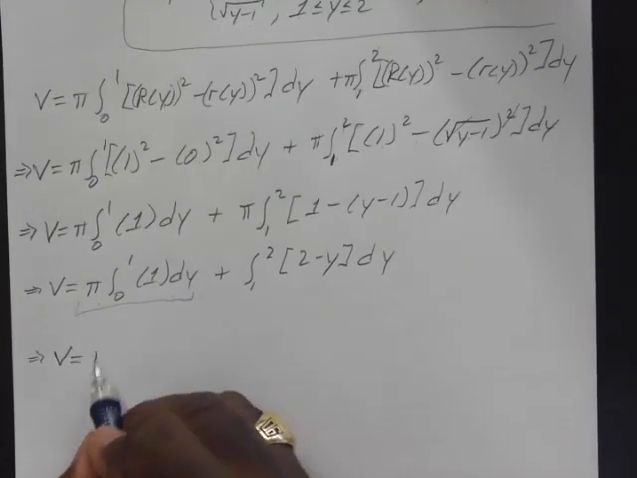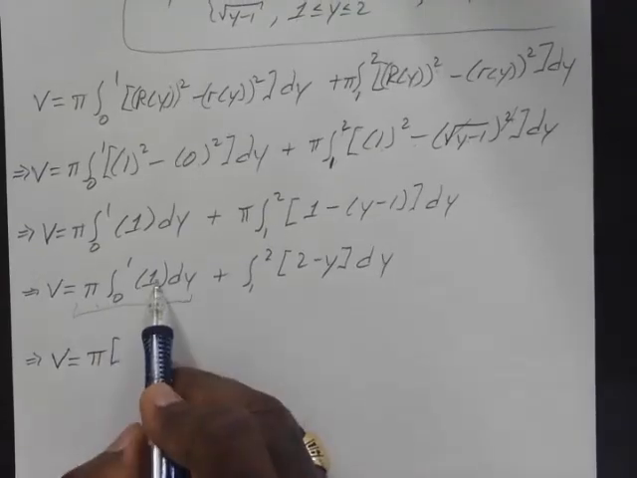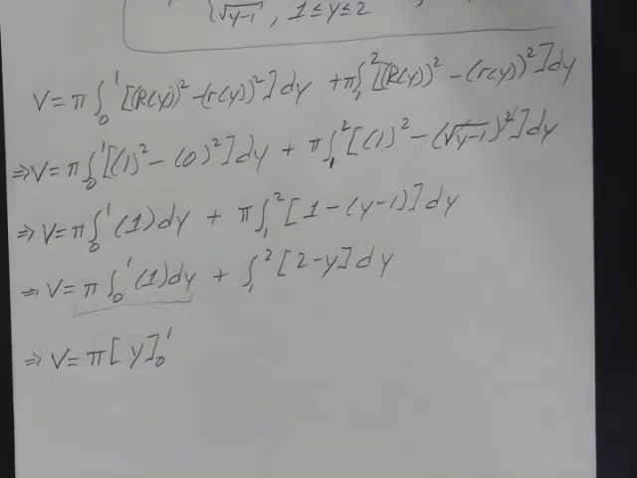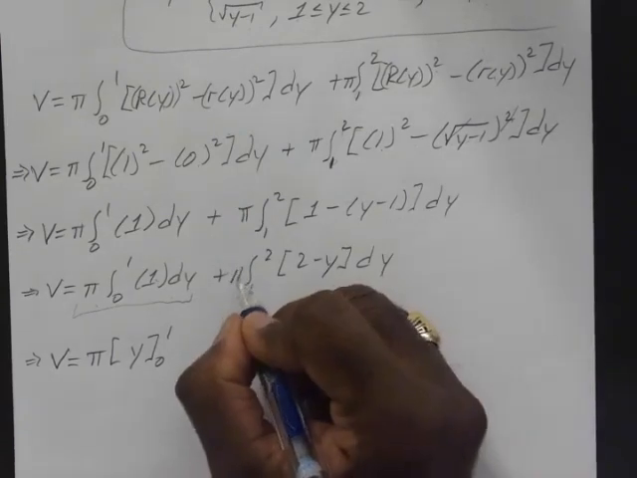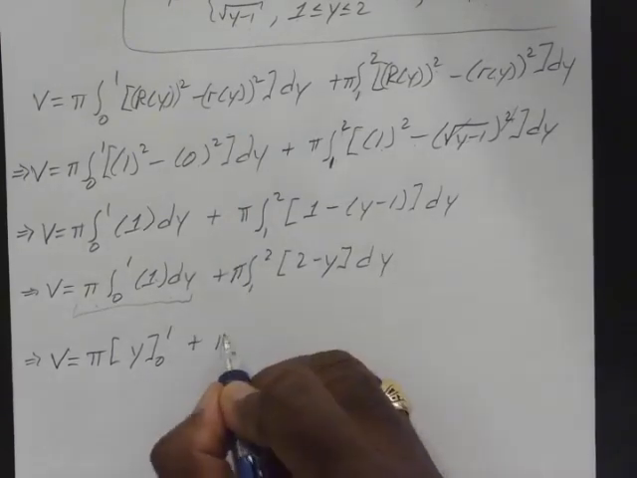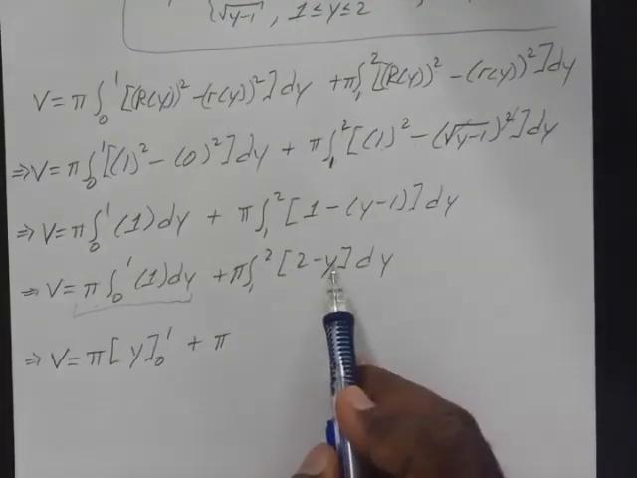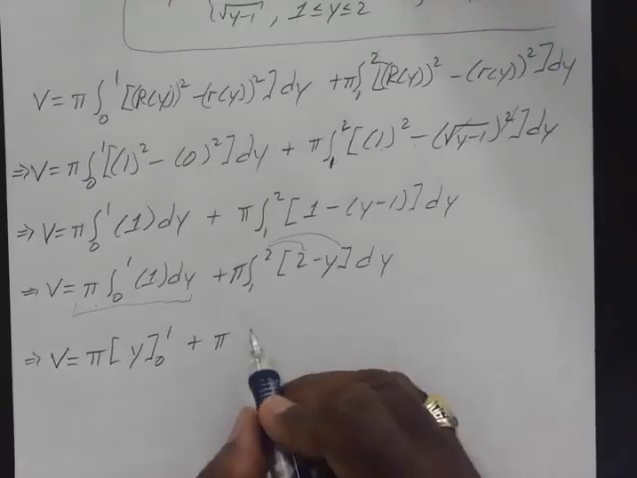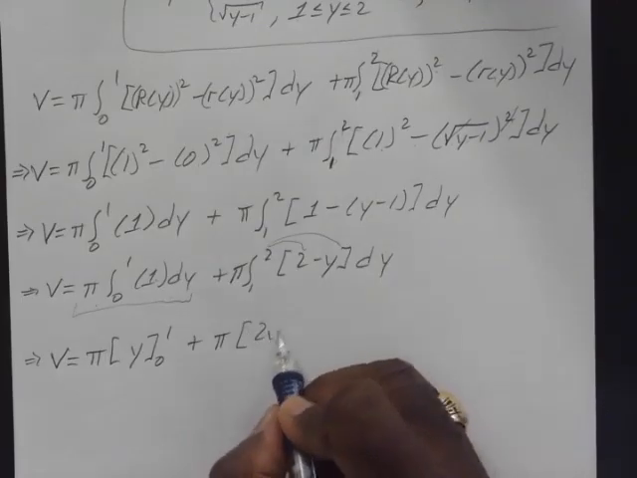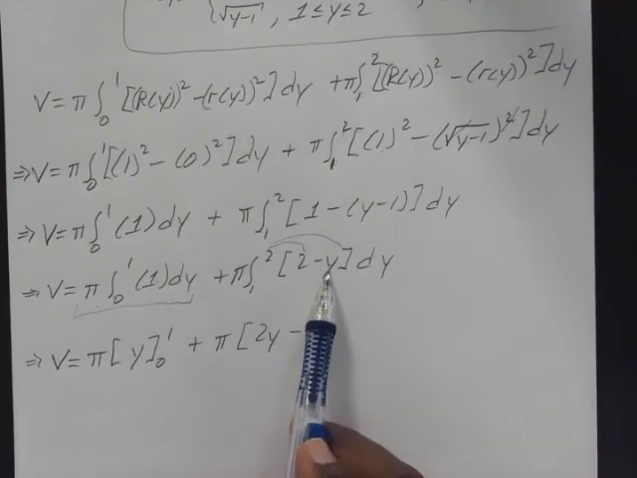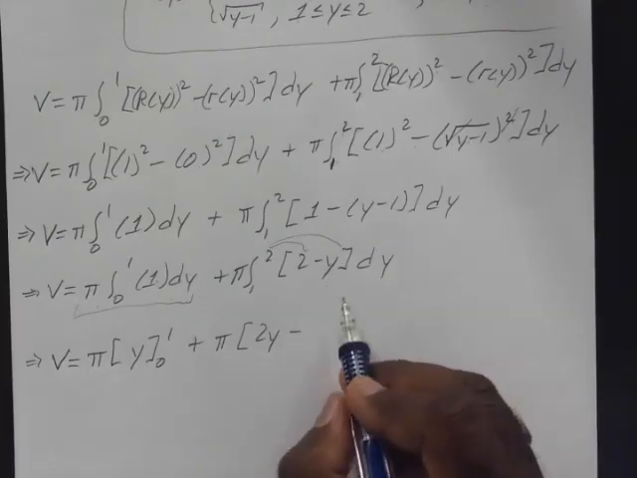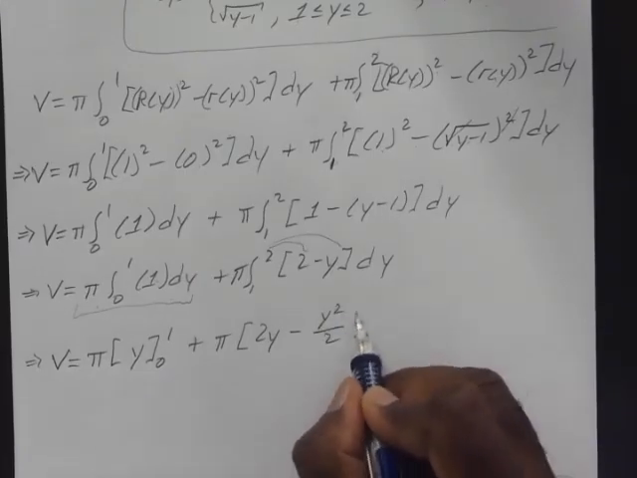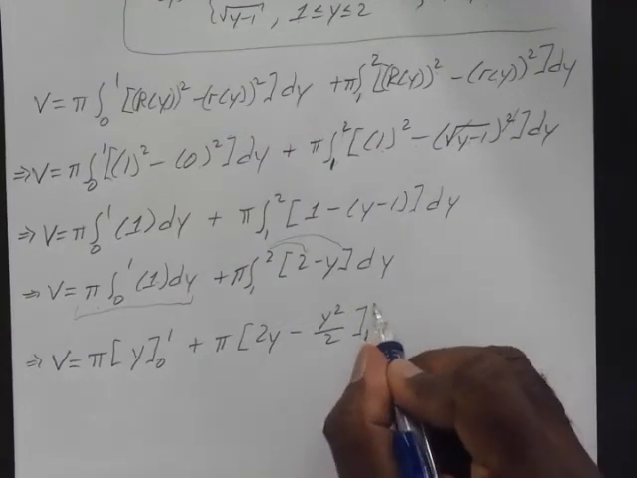So volume is equal to pi times the integral of 1 with respect to y, which is just y, and that's from 0 to 1. Oh, forgot my pi, so it should be a pi right there. Plus pi times the integral of 2 minus y. We can integrate both of those. The integral of 2 with respect to y is 2y, minus the integral of y with respect to y, which is y squared over 2, or you can just say 1/2 y squared, up to you. And that's from 1 to 2.